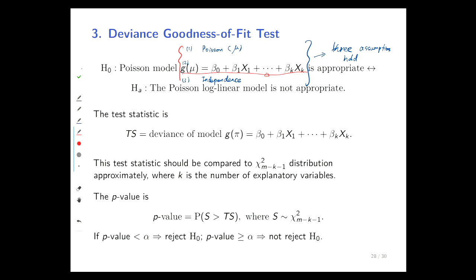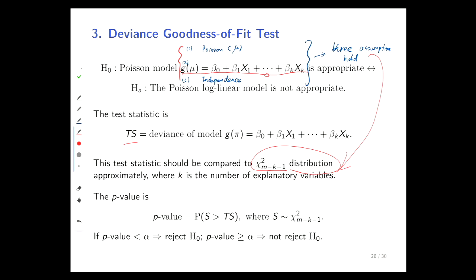And the test statistic is the deviance of the model. If these three assumptions are satisfied, we can find that this test statistic approximately follows this chi-square distribution. So this chi-square distribution comes exactly from these three assumptions. We use these three assumptions to obtain it, and if we do not have them, we can never use this chi-square distribution as the comparison.